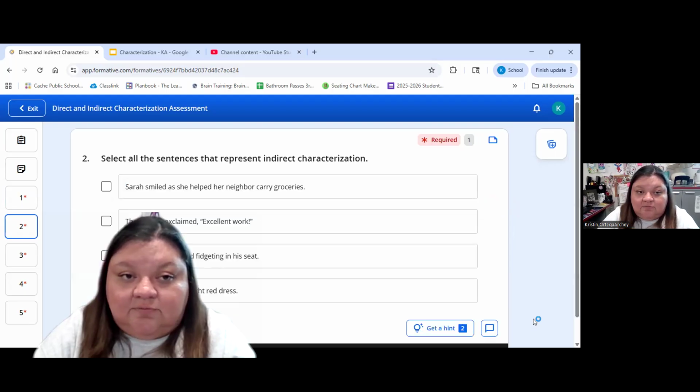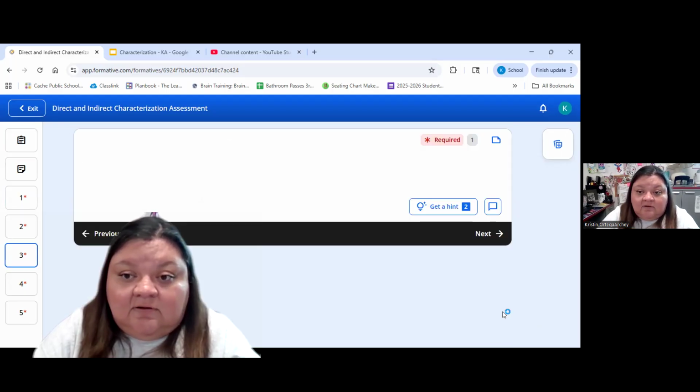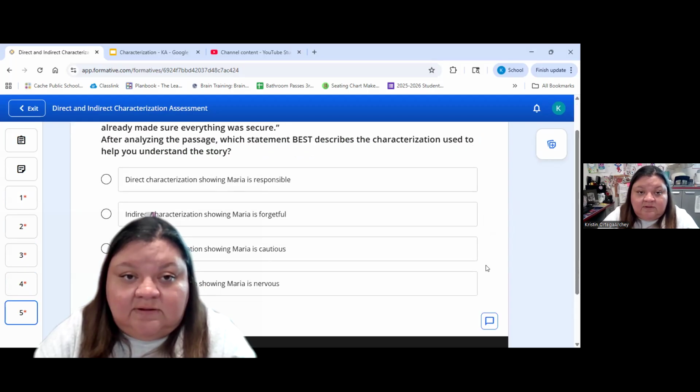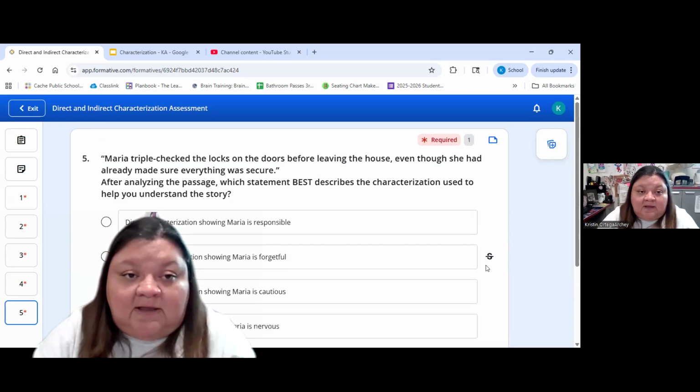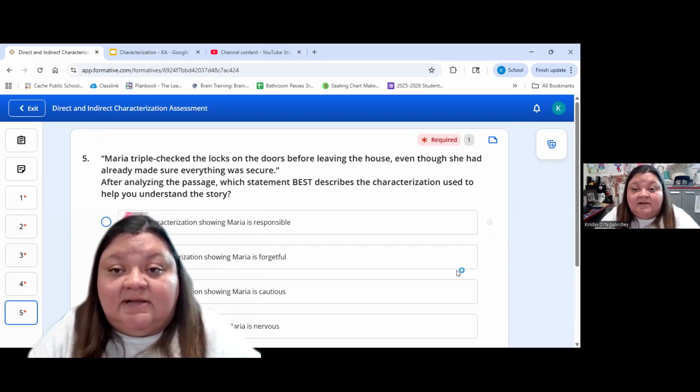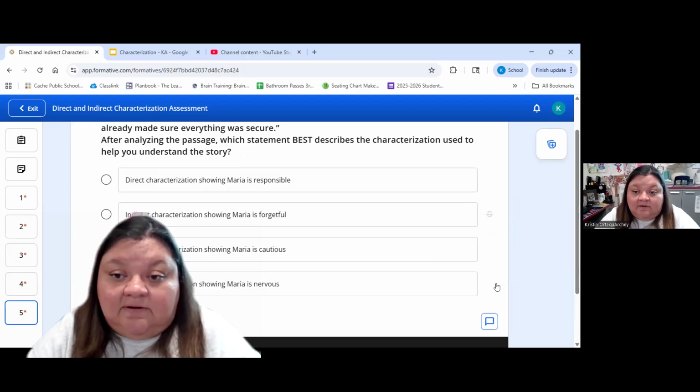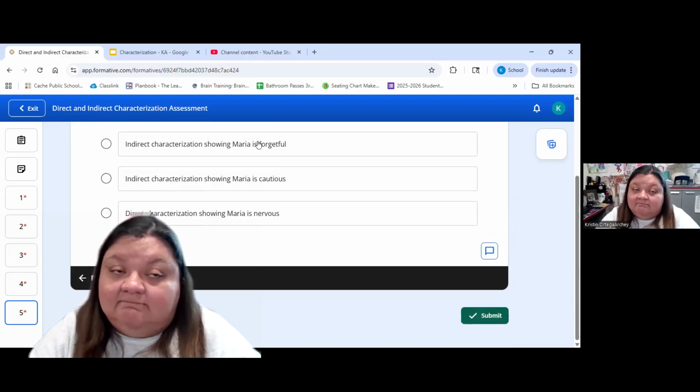And you're going to scroll through. Again, there are 5 questions that are very similar. When you're done, you'll simply log out. The last one would be another passage. After analyzing the passage, which statement best describes the characterization used to help you understand the story? Very good. And then you're just going to hit submit, and then you'll be all done.